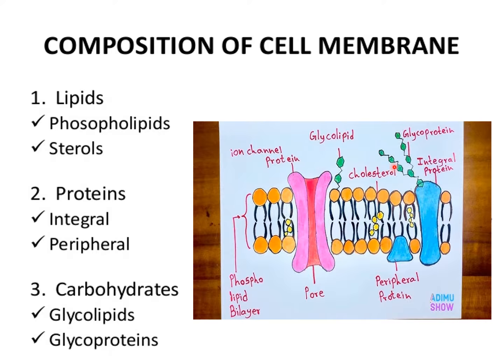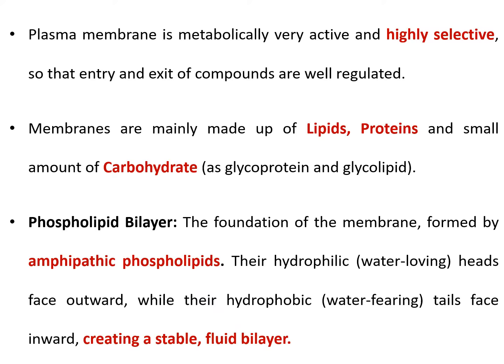And this is glycoprotein, which combines the protein with sugar particles, and this is protein. That's why they are called glycoprotein. So overall, when you are drawing the diagram, you have to mention the parts also. That will give more marks. Presentation: composition of the cell membrane. Lipids like phospholipids and sterols. Proteins like integral protein and peripheral protein. Carbohydrates like glycolipids and glycoproteins.